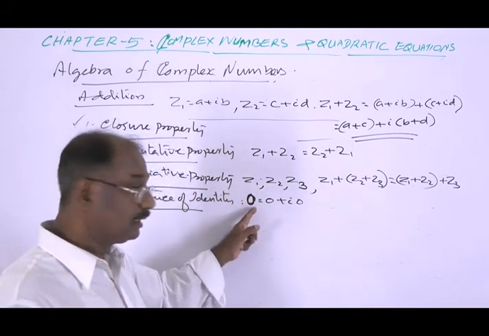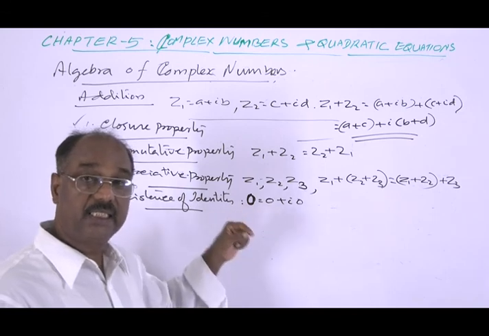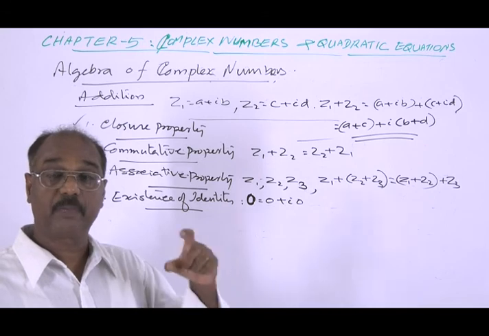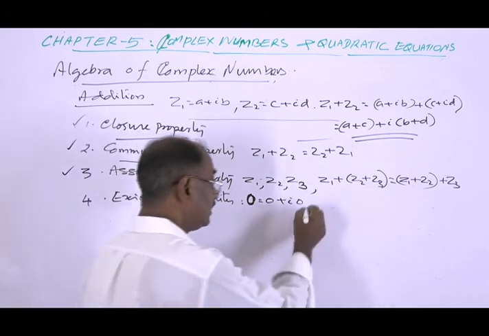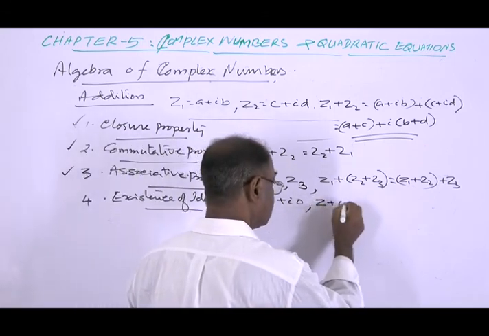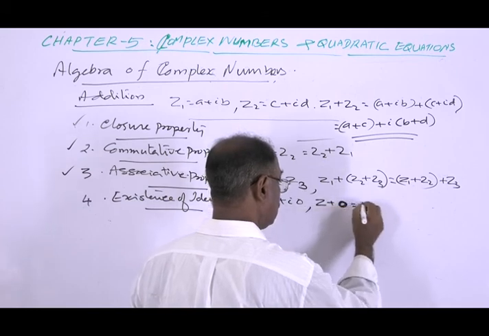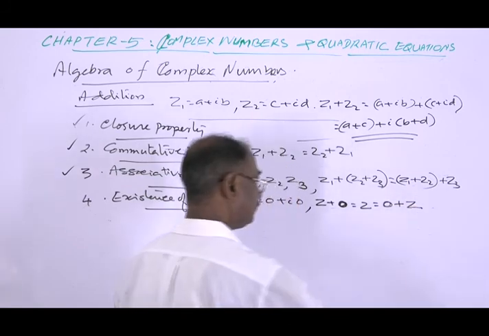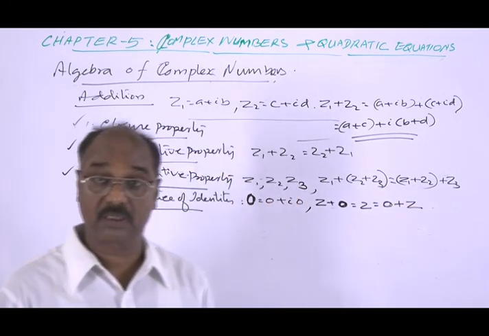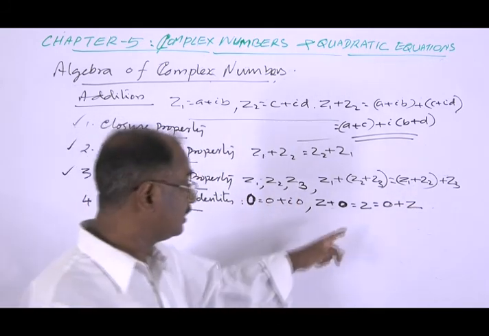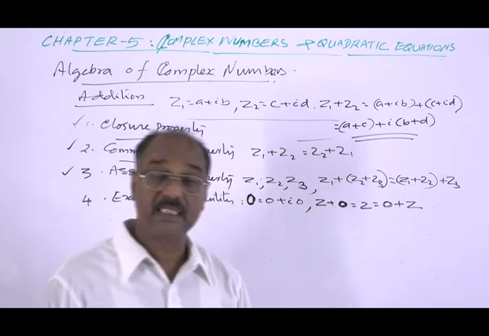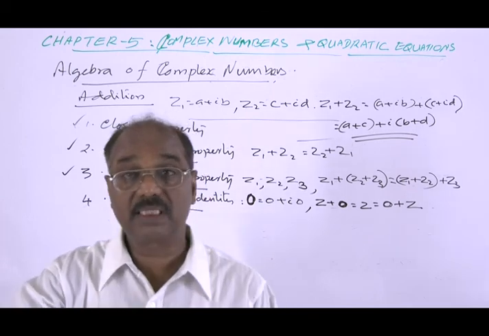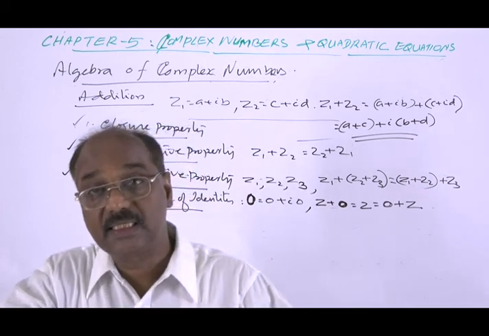And this is called the additive identity of the complex numbers, the identity for the operation addition. And this satisfies Z plus 0 is equal to Z, which is again equal to 0 plus Z, for any complex number Z. And hence this is the identity element, the additive identity element. So for the complex numbers, additive identity is there.